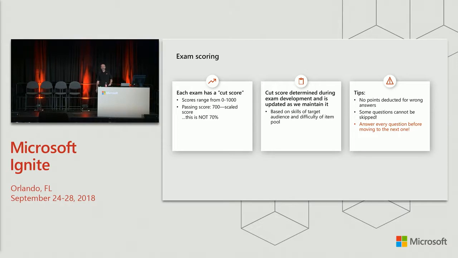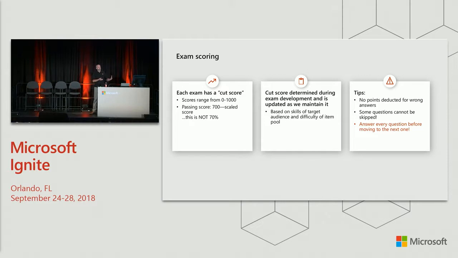But when you're looking to pass an exam and you get your score report, what you're really looking for in that score report is a score of 700 or more. That means you've passed, well done. Okay? If you've got 1,000 points, good for you. But 700 is what you're looking for as a passing score.